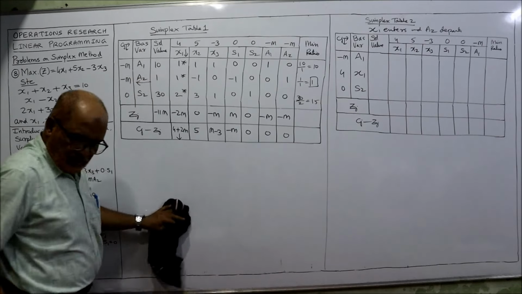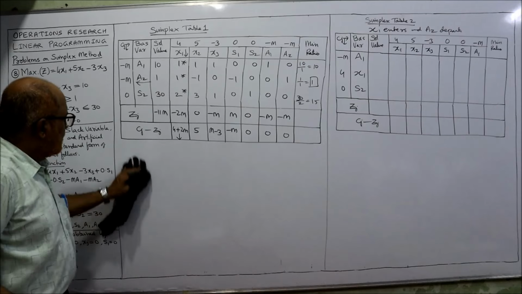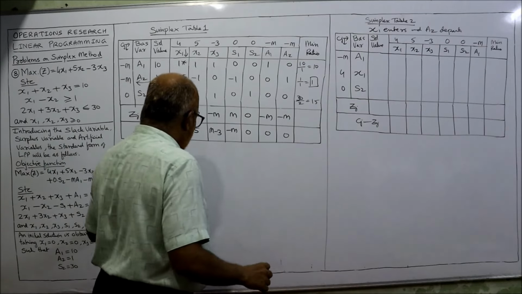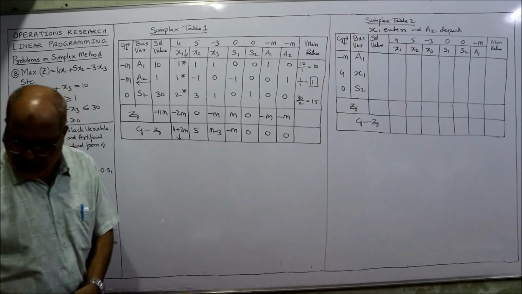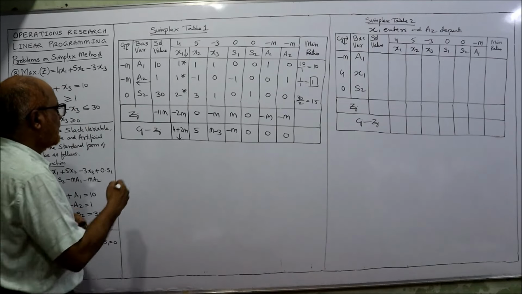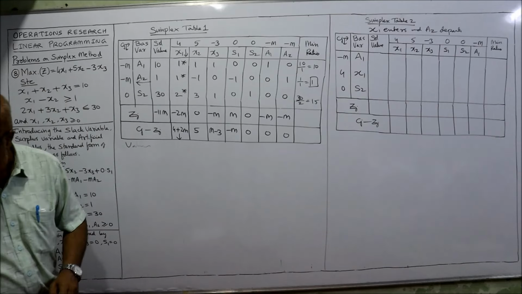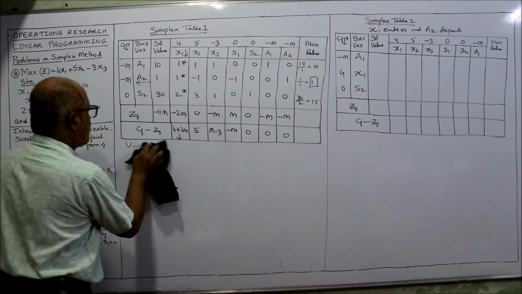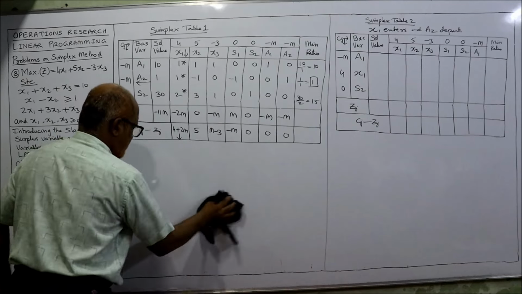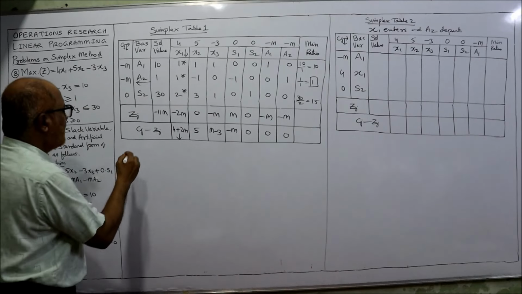Now we have to find out the variables. For finding out the variables, first we need the values of the entering row.